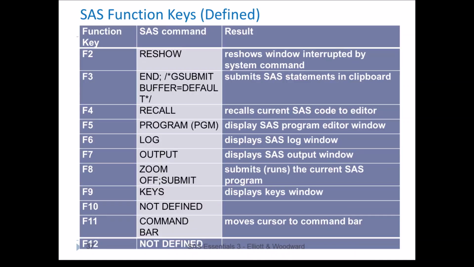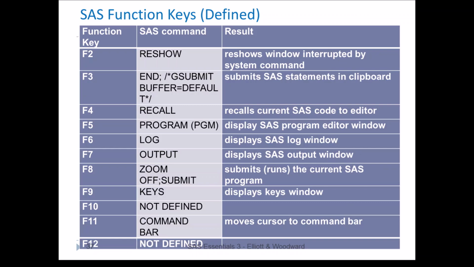Now, if you're running on Windows, which we're assuming you are, Windows keyboards have function keys at the top, 1 through 12. These function keys can be used as shortcuts. For instance, if you press F6, SAS will take you to the log window. F7 takes you to the output window. F8 actually is a submit, so that's how you could submit instead of clicking on the running man.